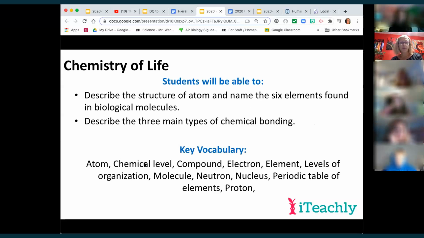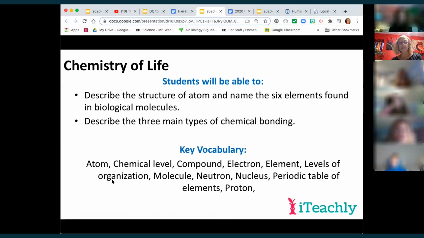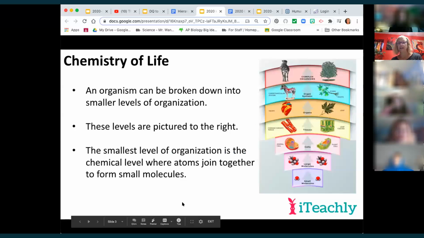The key vocabulary, you've seen most of this already. Electrons, protons, and neutrons, those are smaller than an atom. So Bozeman did not talk about, Mr.